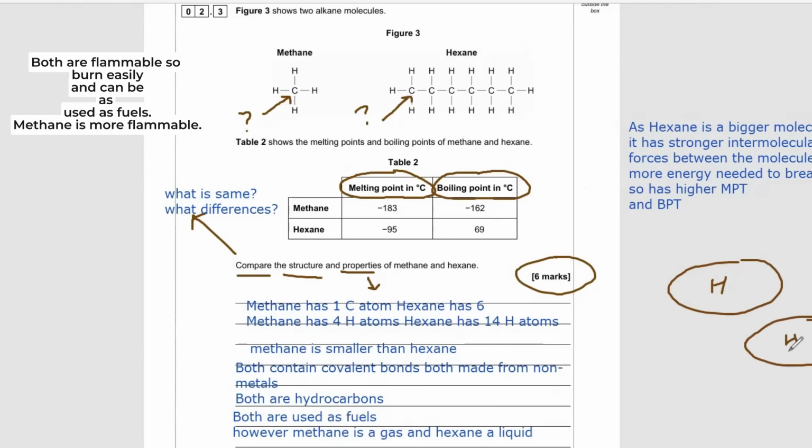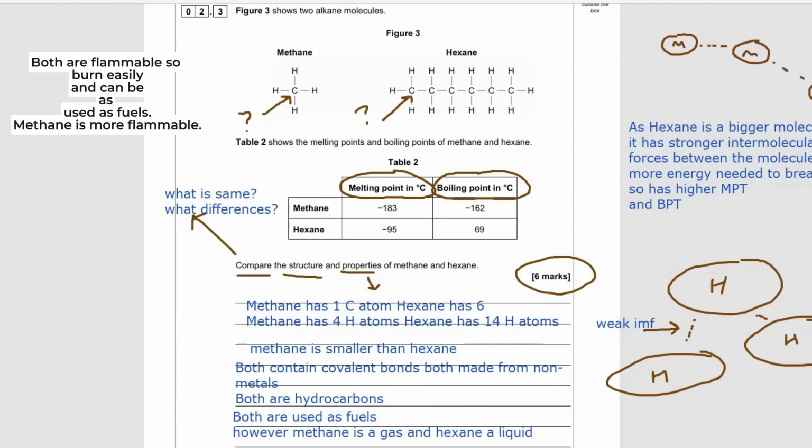So if you look at hexane, which I'm writing with an H here, hexane will have weak intermolecular forces between the molecules, but so will methane. And methane is even smaller than hexane. So methane will have weaker intermolecular forces, which need less energy to break, hence why methane's melting and boiling point are both lower than hexane's.